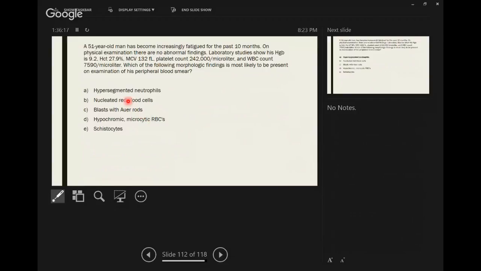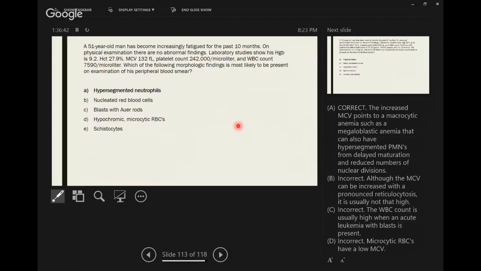All right, let's have a look. Hemoglobin's low, MCV is really high, platelets are normal, white blood cells are normal. What are you going to see? A, yep, so it's a megaloblastic anemia. Well, we know it's macrocytic, but it makes sense that it would be megaloblastic and hypersegmented neutrophils. So nice.